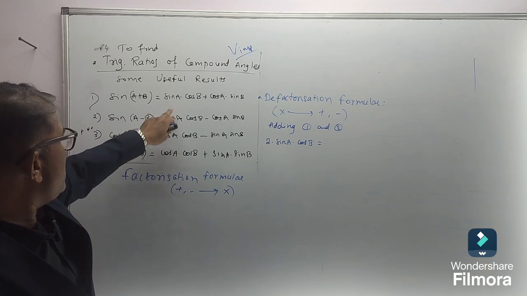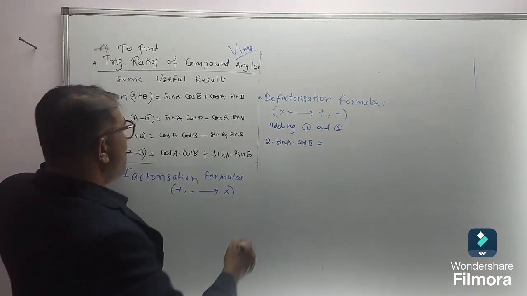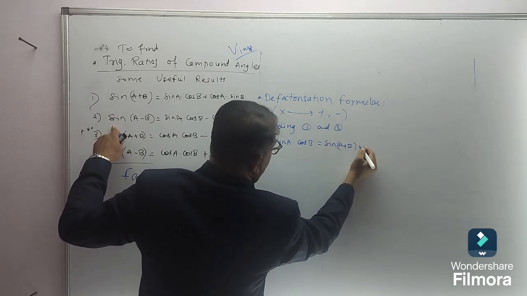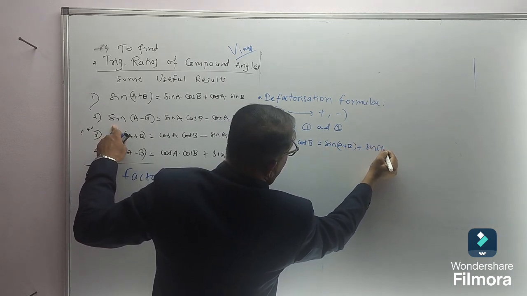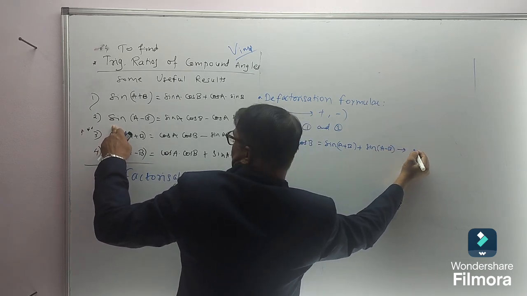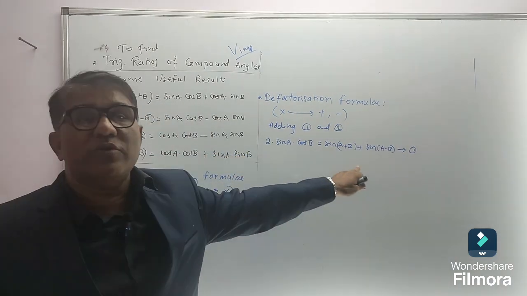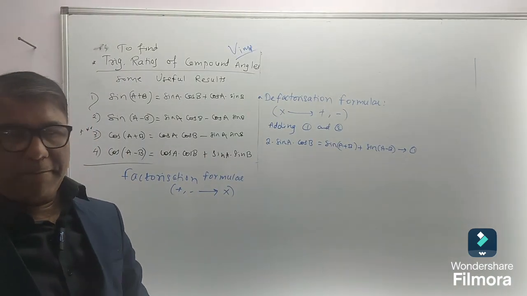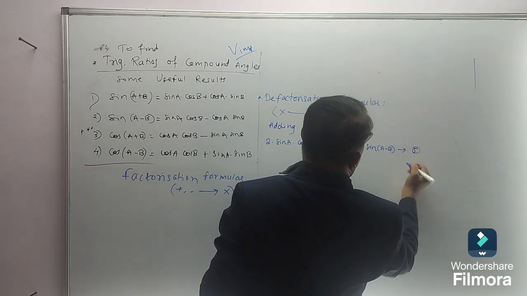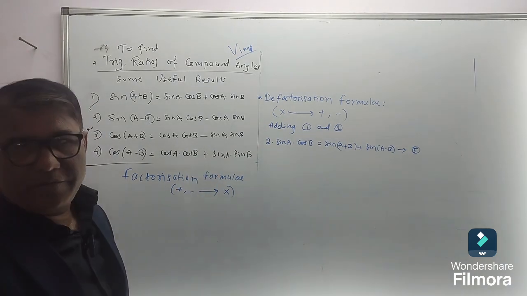Here these two terms are positive, therefore added: sine of A plus B plus sine of A minus B. This is the first defactorization formula. I am naming it equation number 5. After 4, I continued there as a 5.